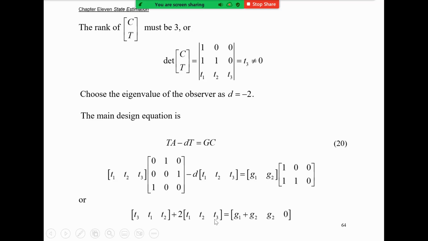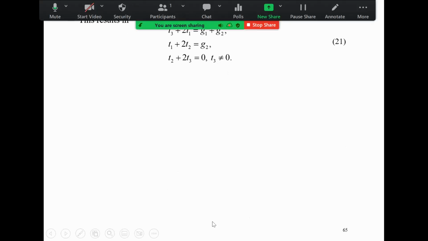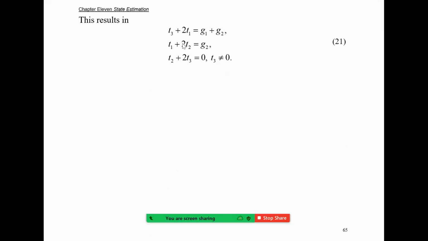So I say, from this equation, you can say we're going to match 3 elements, right? Therefore, you are going to get 3 equations. Now, you have 3 equations, but how many design variables? We have 5, right? T1, T2, T3, G1, G2. Therefore, easily you can say how many solutions you can find. Again, infinite number of solutions, right?